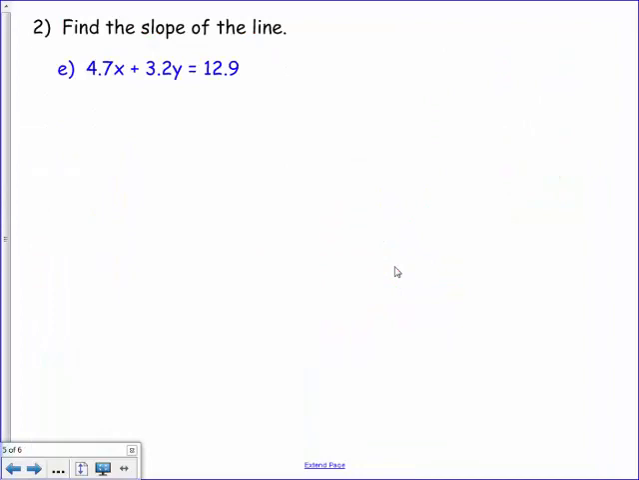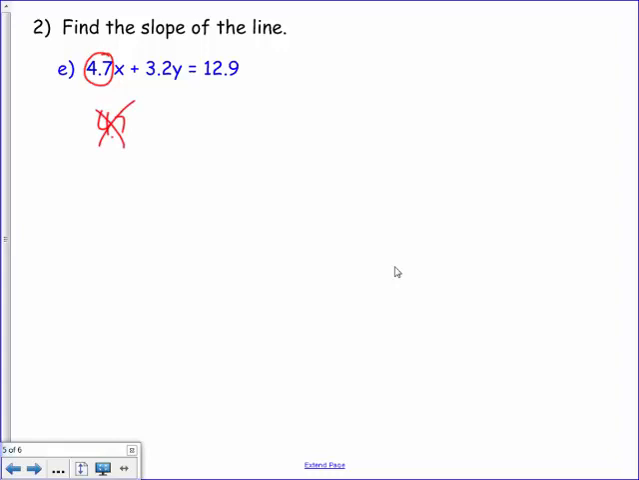So something you'll do in your assignment is finding the slope of the line. So number 2, and looking at E specifically, you want to find the slope. Well, can I just look and say, oh yeah, it's just the coefficient in front of the x. It's just 4.7. Is that correct? Not a chance. And why not? Well, you have to get it in your linear equation form.